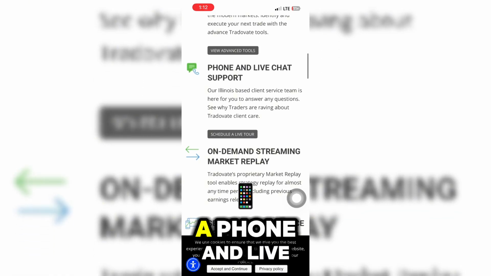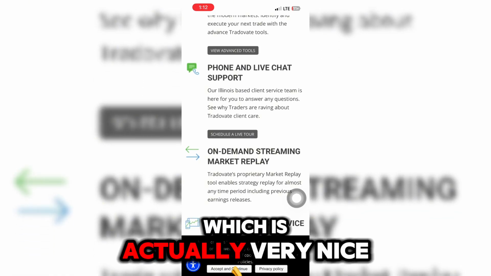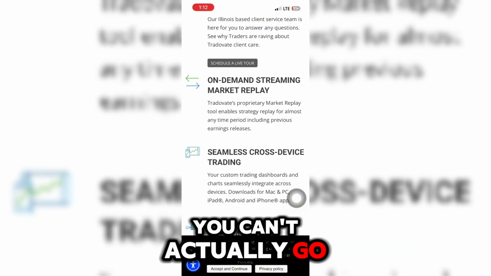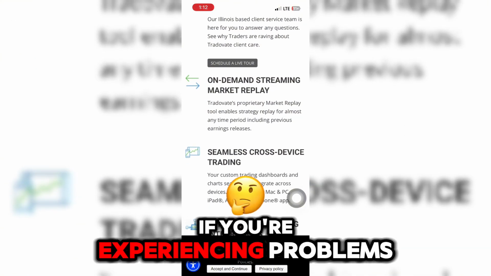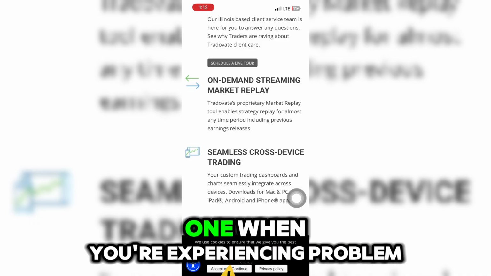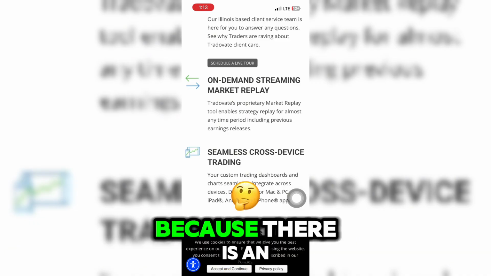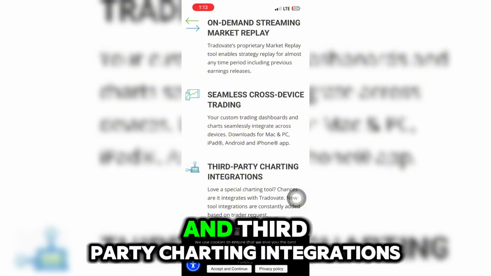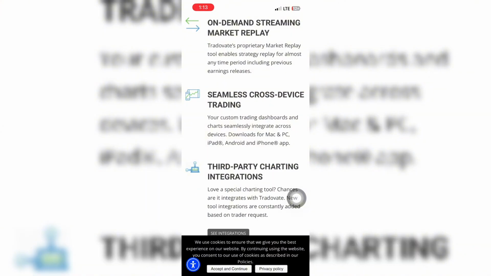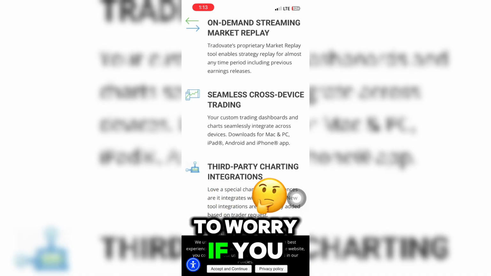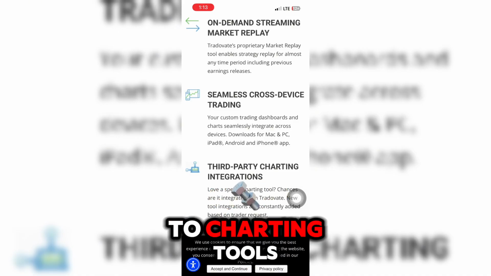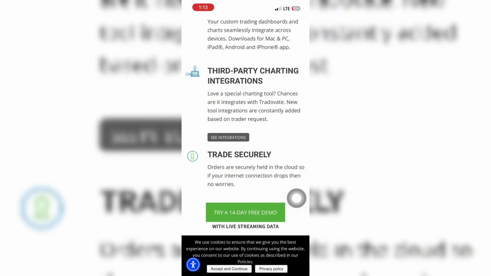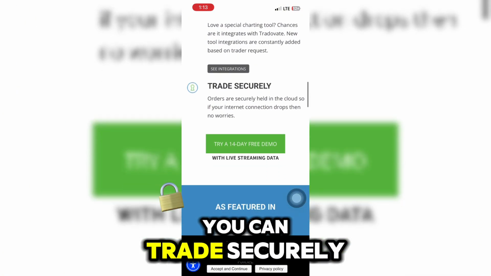You can also have phone and live chat support, which is actually very nice since with some trading applications, you can't actually contact support if you're experiencing problems. So this is the right one when you're experiencing problems, because there is on-demand streaming market replay, seamless cross-device trading, and third-party charting integrations. So you don't have to worry if you are having a problem with charting tools, because it has a lot of third-party charting integrations. And most importantly, you can trade securely.